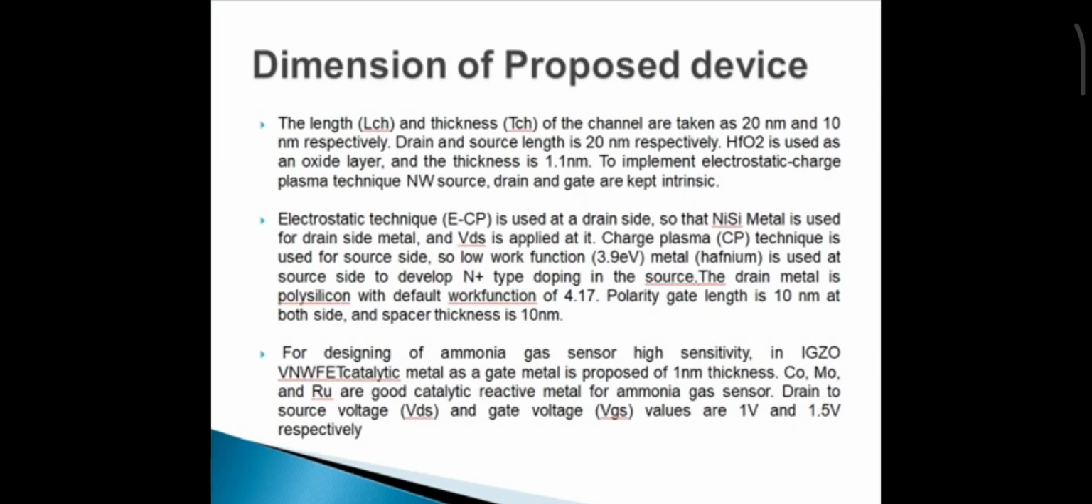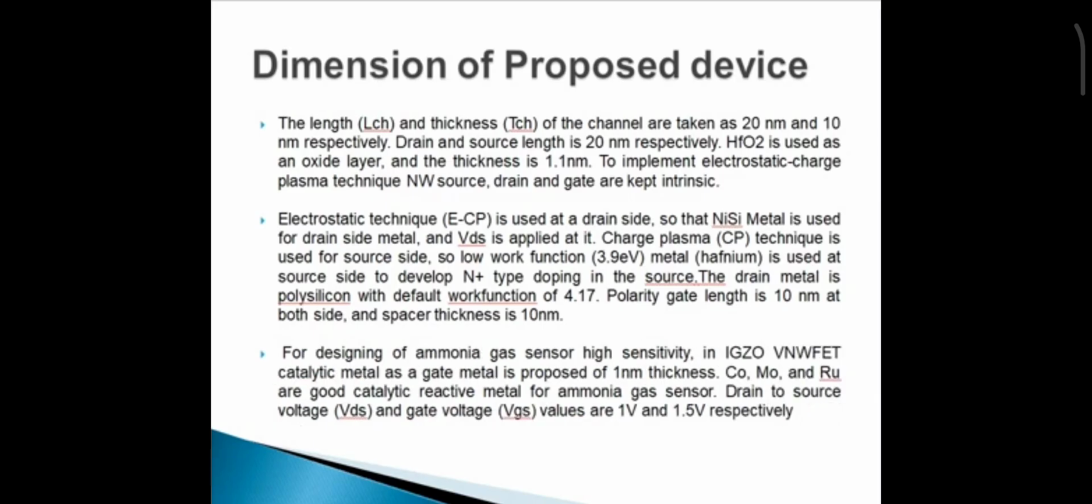Electrostatic technique is used at the drain side, so nickel silicide metal is used for the drain side metal and the VDS is applied to it. Charge plasma technique is used for the source side, so a lower work function, 3.9 electron volt, of hafnium metal is used at the source side to develop N plus type doping in the source side. The drain metal is polysilicon with default work function 4.17 electron volt. Polarity gate length is 10 nanometer at both sides and spacer thickness is 10 nanometer.